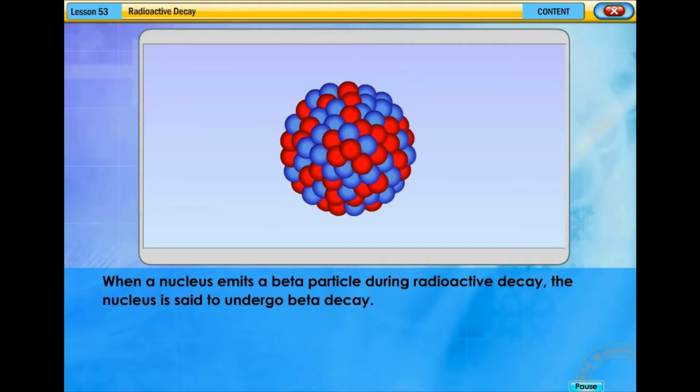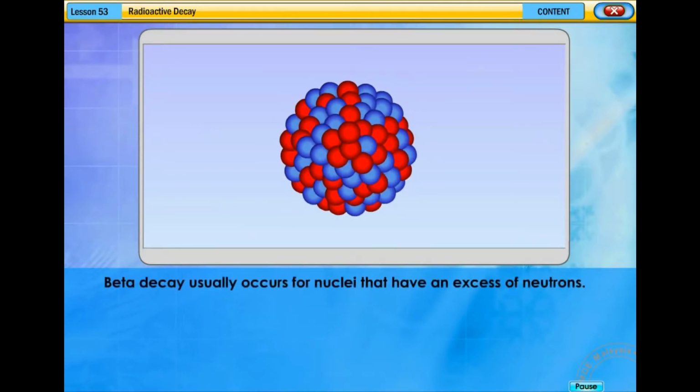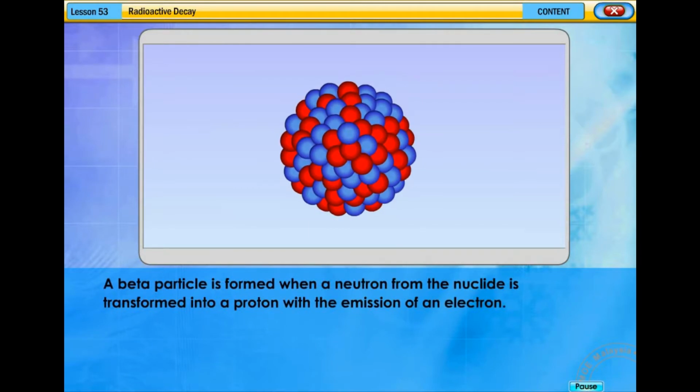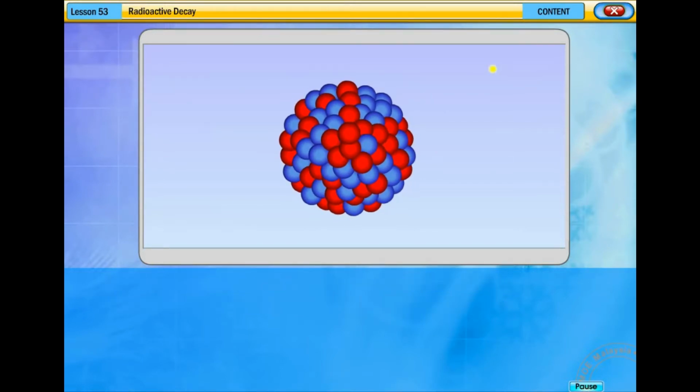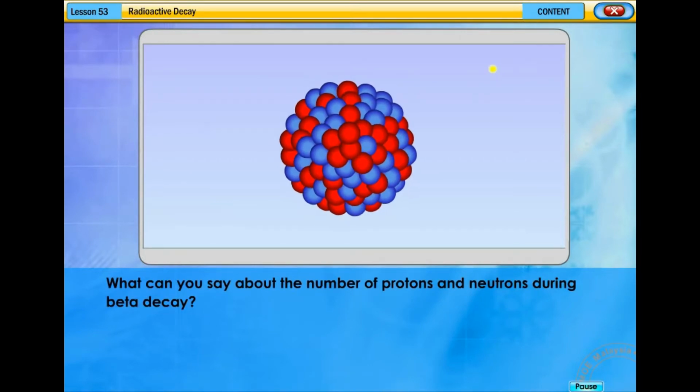When a nucleus emits a beta particle during radioactive decay, the nucleus is said to undergo beta decay. Beta decay usually occurs for nuclei that have an excess of neutrons. A beta particle is formed when a neutron from the nuclide is transformed into a proton with the emission of an electron. What can you say about the number of protons and neutrons during beta decay?